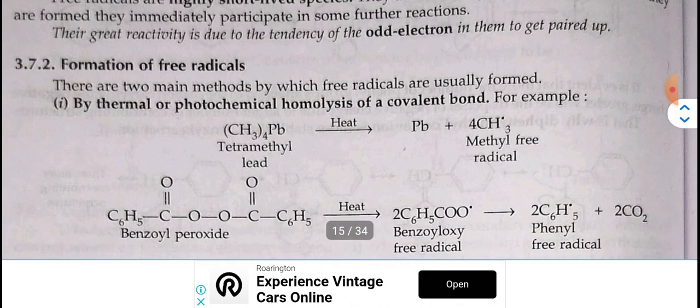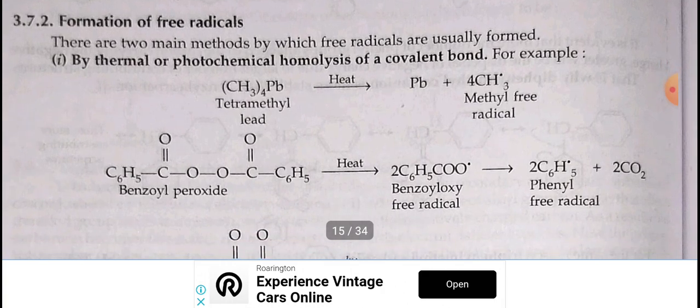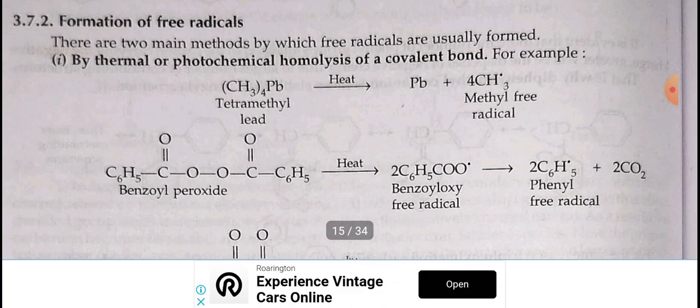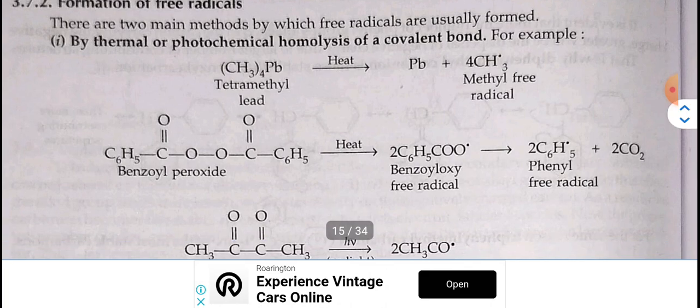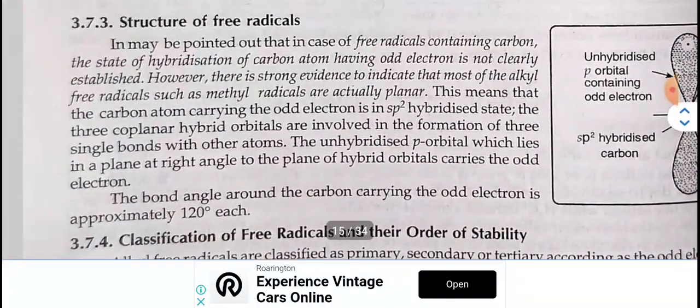Formation of free radicals. There are two main methods by which free radicals are usually formed: by thermal or photochemical homolysis of a covalent bond. For example, tetramethyl lead on heating gives lead plus 4 methyl free radicals. Benzoyl peroxide on heating gives benzoyloxy free radicals, which give phenyl free radical plus carbon dioxide.